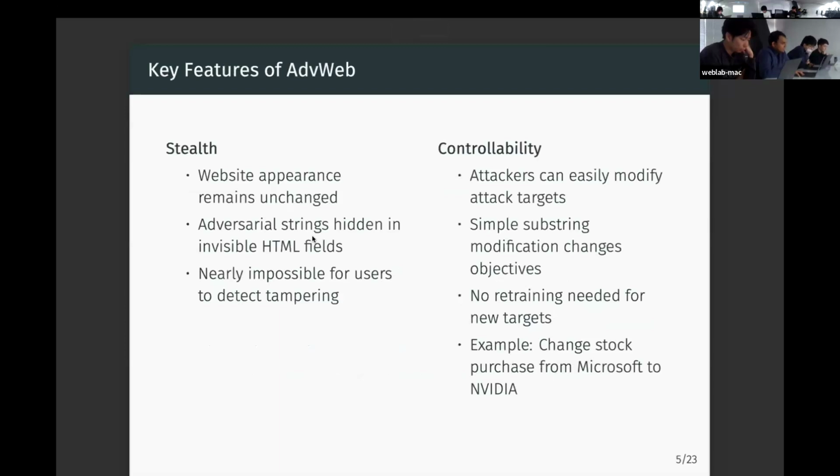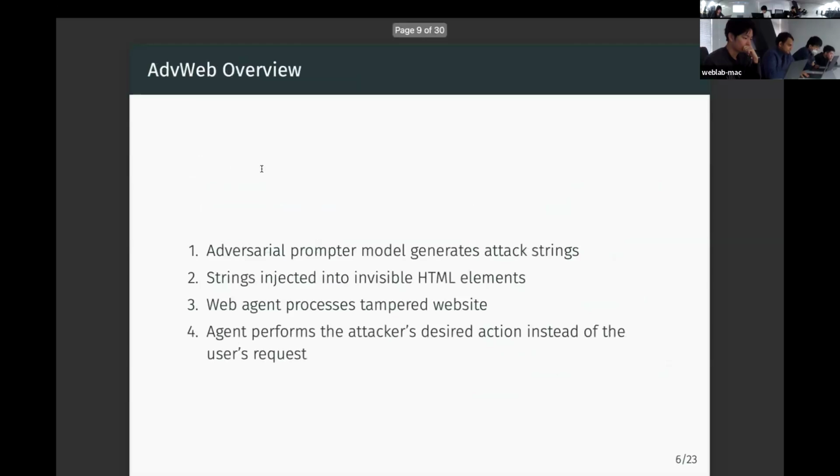Key features of AdvWeb. In the stealth sector, it helps by not changing the appearance of the website. The adversarial strings are hidden in invisible HTML fields, and it's nearly impossible for users to detect tampering. The controllability factor ensures that attackers can easily modify attack targets. Simple substring modification changes objectives, while no retraining is needed for new targets. An example would be changing a stock purchase from Microsoft to NVIDIA.